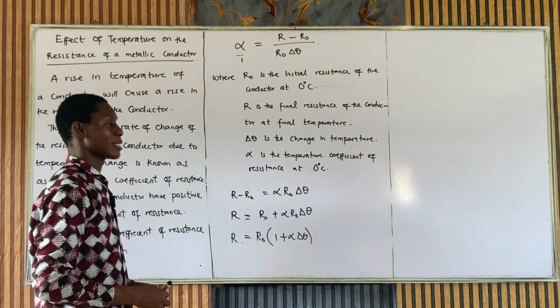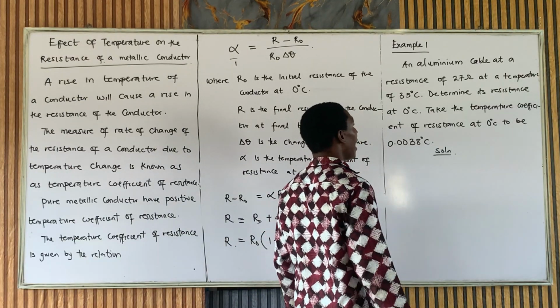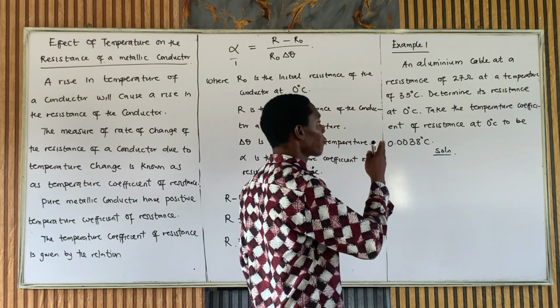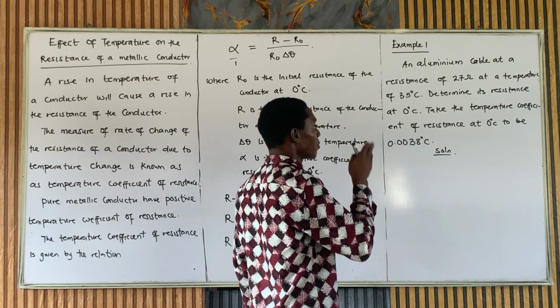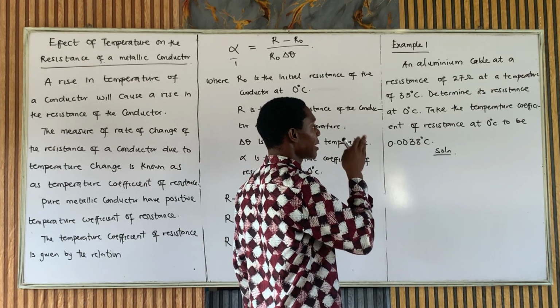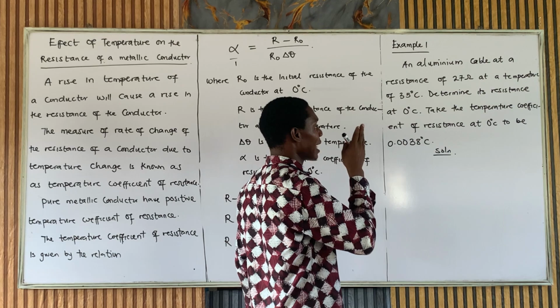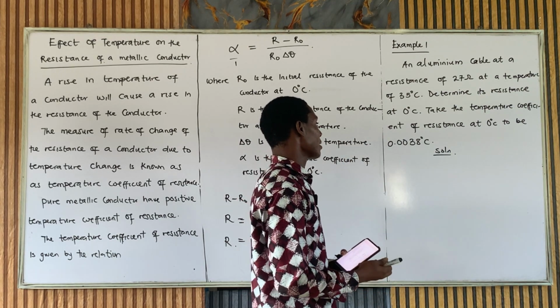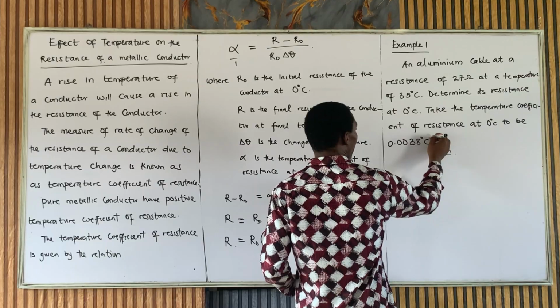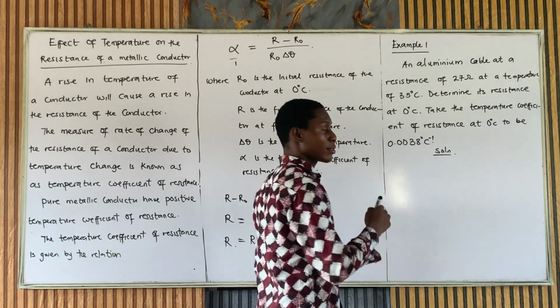Let's take some examples under this now. Example 1. An aluminum cable has a resistance of 27 ohm at a temperature of 35 degrees C. Determine its resistance at 0 degrees C. Take the temperature coefficient of resistance at 0 degrees C to be 0.0038 per degree C. Actually, this is what it ought to be.